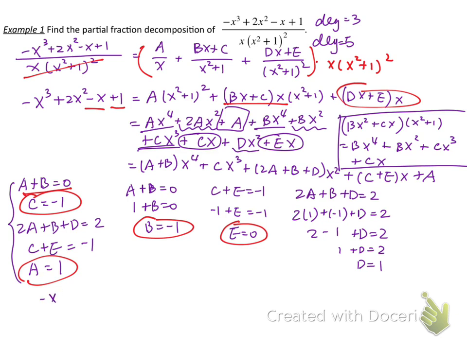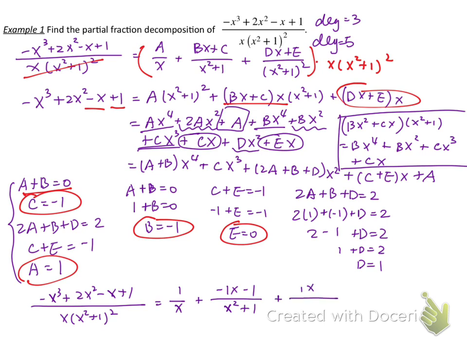Then you put them together. The original fraction over x times (x squared plus 1) squared equals a, 1 over x, plus (bx plus c), negative 1 over x squared plus 1, plus (dx plus e), 1x plus 0, so I'm not writing the 0, over (x squared plus 1) squared. That's how I write my initial fraction into this partial fraction decomposition.